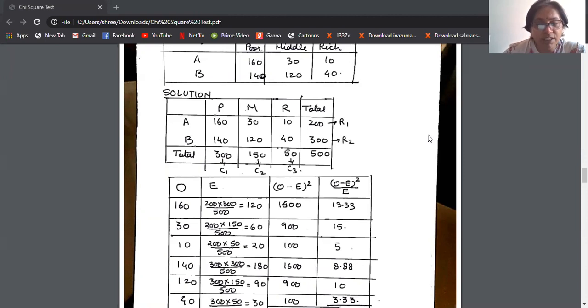Then 1600 is there on the calculator, the answer, divided by 120 you do, and you get 13.33. So you don't have to type those numbers again and again, and that will save time. So if you go row wise, that is 160, 120, 1600, 13.33. Instead of finding out E for all of them, take one value, observed value 160, and finish the whole row till 13.33. Then you go to the next, that is 30, observed value 30, and then finish everything till 15 and so on.